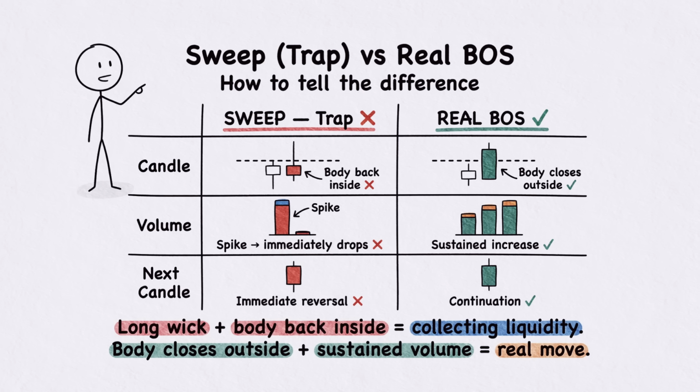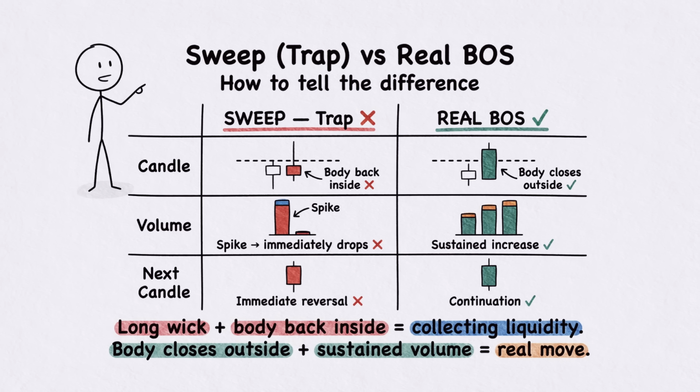You need to distinguish a sweep from a real BOS. A sweep, or a trap, looks like this. A long wick pokes through the level, but the candle body closes back inside the structure. Volume spikes on that candle, but then drops immediately. And the very next candle reverses direction. That's not a breakout. That's smart money collecting liquidity.